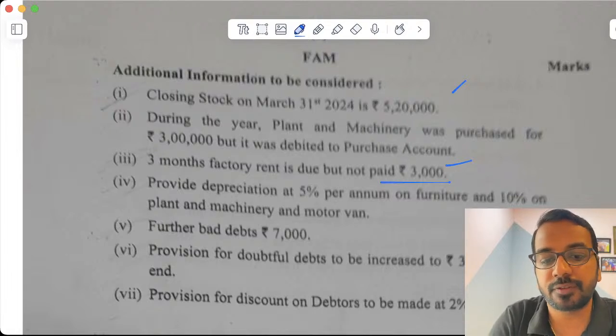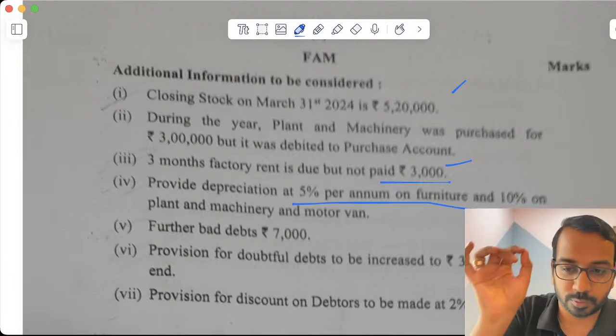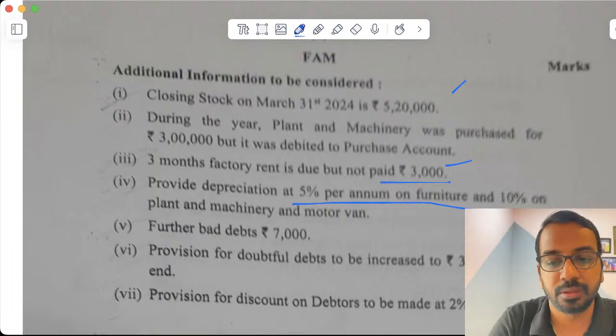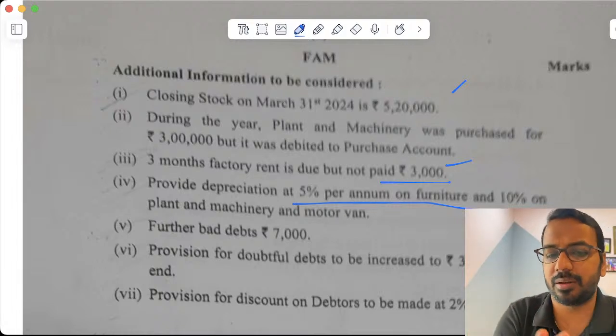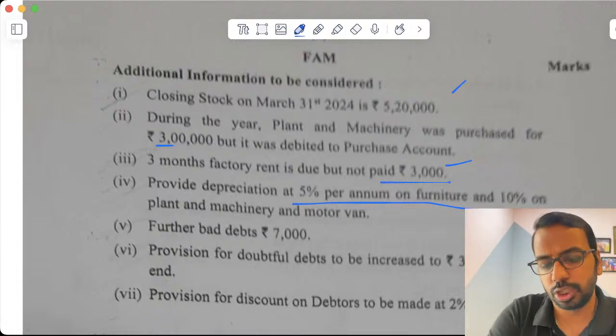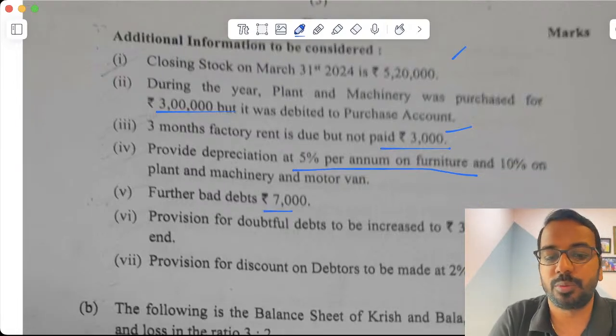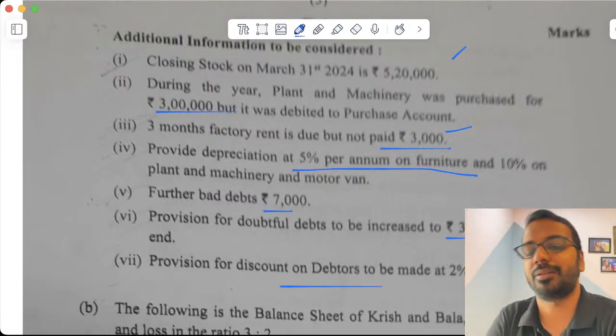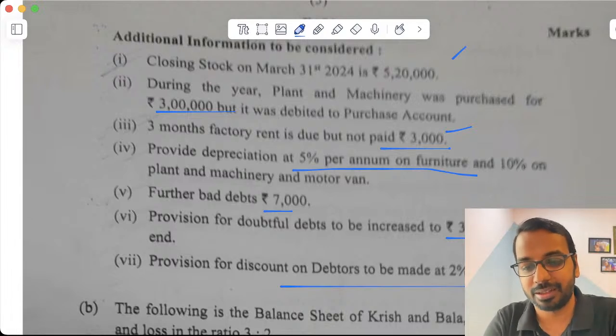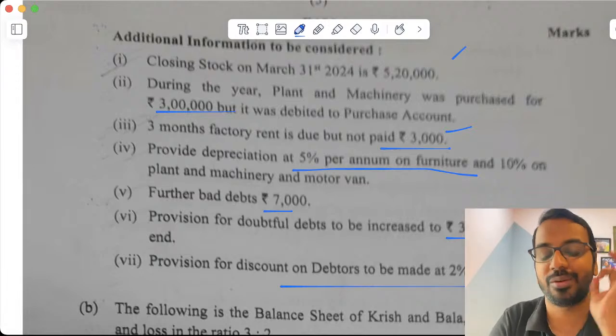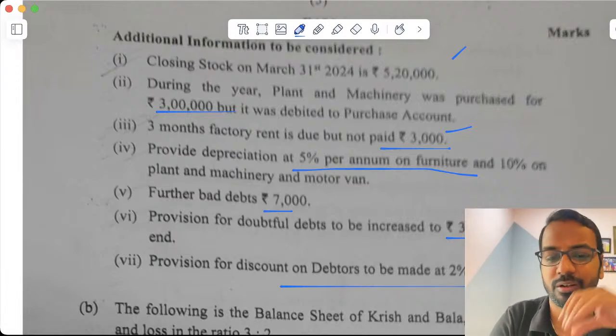Provide depreciation at 5% per annum on furniture. So whatever is the furniture value, 5% per annum, that is on the full value, and 10% on plant and machinery and motor van. Now when they say 10%, they have not said per annum. So on this purchase also, you will take 10%. Further bad debt is 7,000, PBD to be increased, provision for discounts to be made. Now tell me, where will you get a question which is easier than this in the final accounts? Again, one of the straightforward and simple questions.